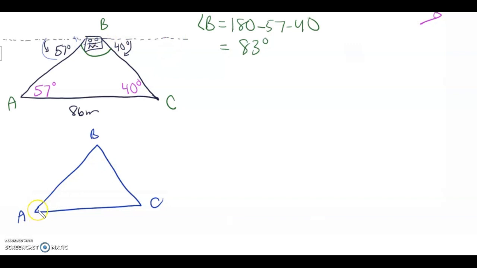So I'm going to relabel it as triangle ABC. This is 86 meters, 57 degrees, 40 degrees, and this is 83 degrees, okay? So now that we're dealing with this triangle, let's go back to that flowchart and see which law we have to use.